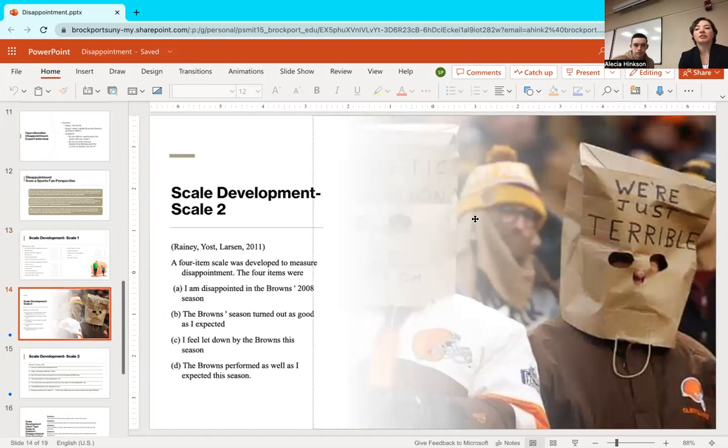In the second Likert type scale we looked at, fans of the Cleveland Browns were asked to describe how they felt towards the season in terms of the Browns' success. The fans were given statements to measure their feeling of being let down, being disappointed, and feeling as if the season turned out as expected.